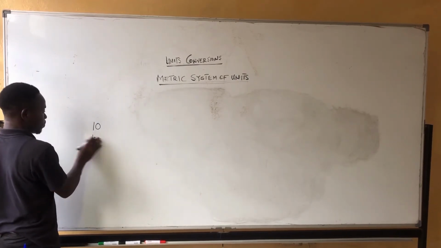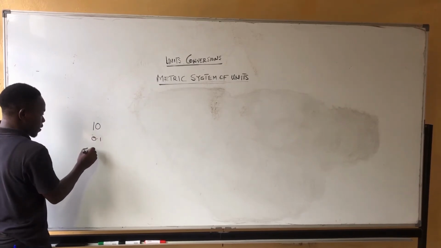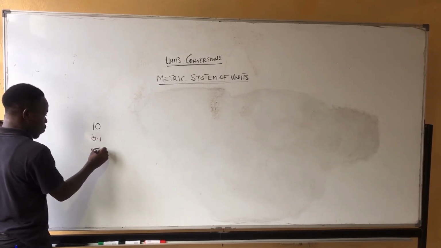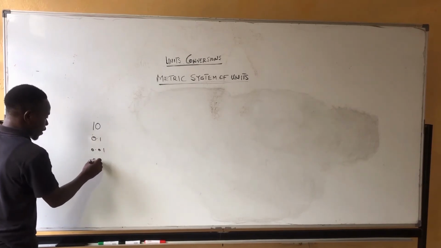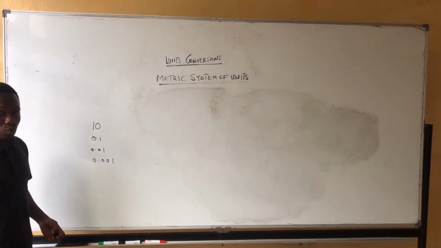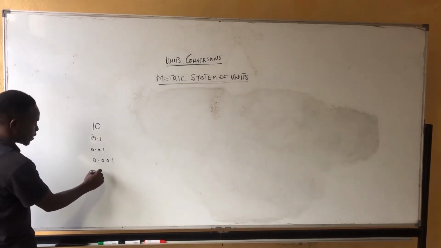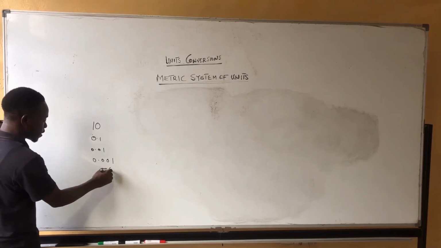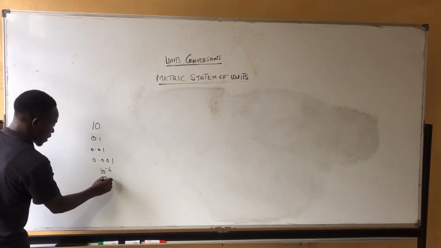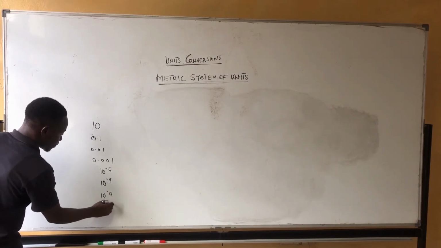Then 10 to the power 0, then 0.1, and then 0.01, 0.001. Now the zeros are becoming a lot, so I'm going to shift to writing it in standard form. So the next is 10 to the power negative 6, 10 to the power negative 9, 10 to the power negative 12, 10 to the power negative 15.